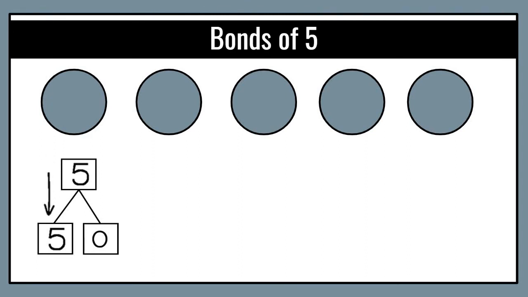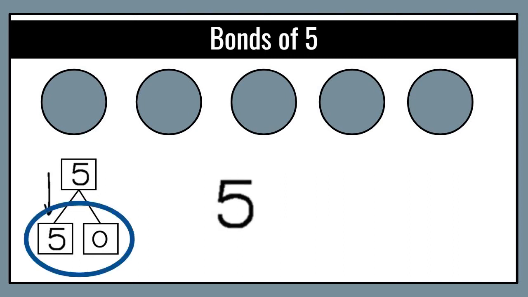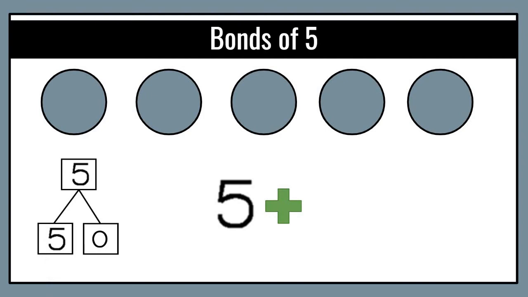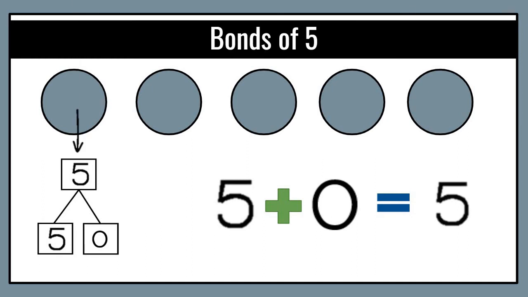We start with our 5. Remember, we want to put these two together, so we are going to write down Mr. Plus. The next one we want to put with our 5 is number 0. We want to see if 5 and 0 are bonds of 5. If I have 5 dots and I add nothing, how many dots do I have? Yes, 5 dots. Well done, grade 1s.